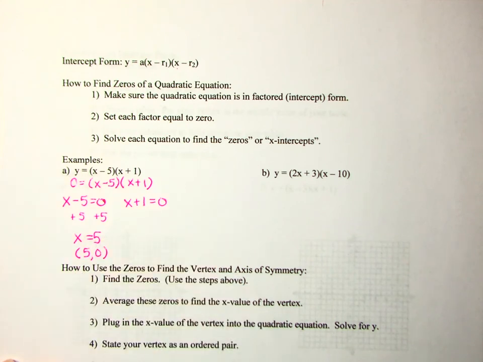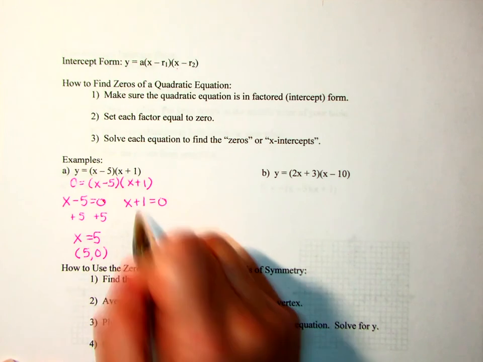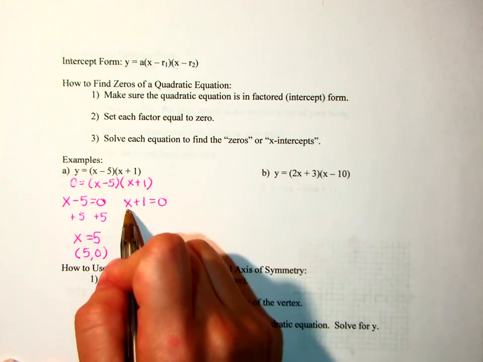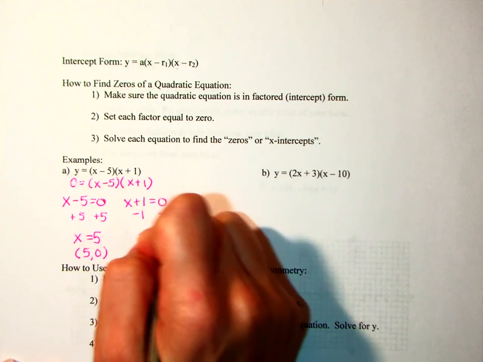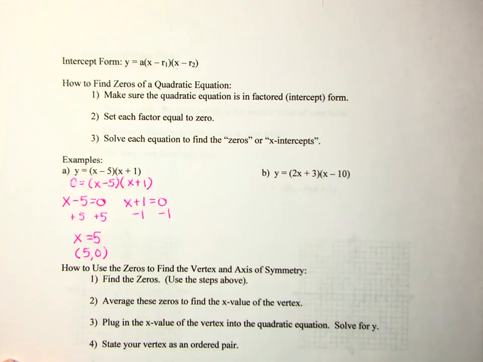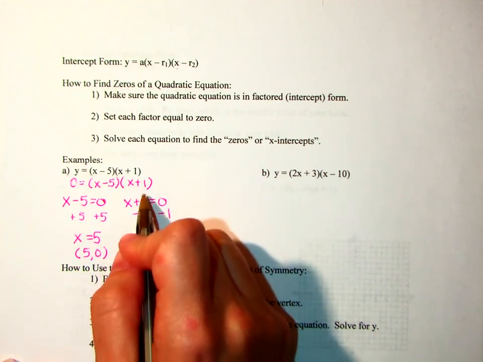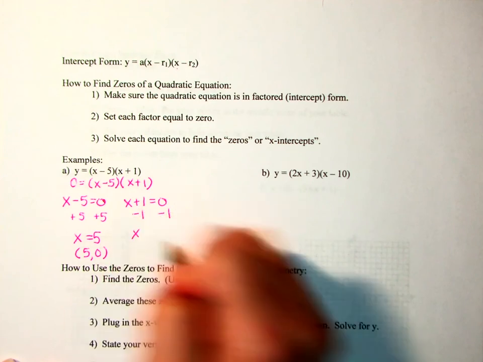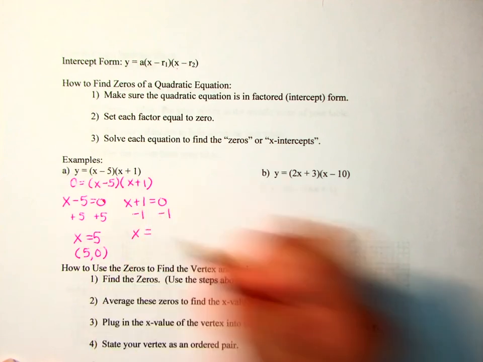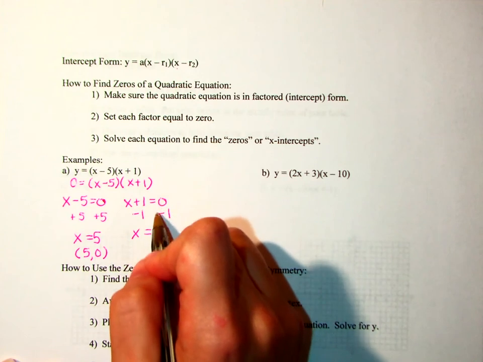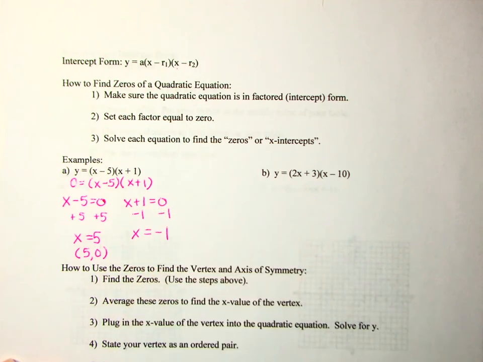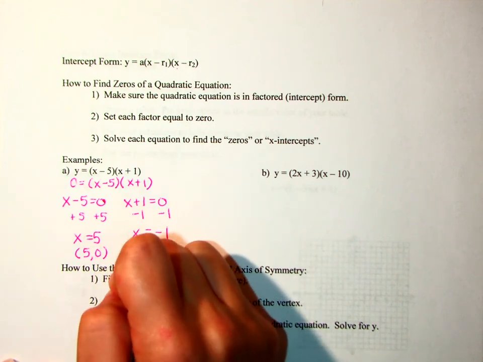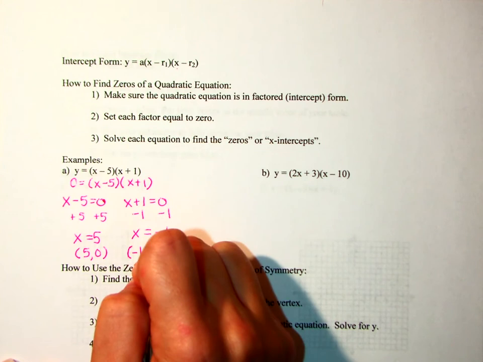Now we're going to do it again. We're going to solve this one. So what do we do to get x by itself? We subtract 1 from both sides. So the 1s here would cancel on this side, leaving me with just x equals 0 minus 1, which is negative 1. So the second 0 for this would be when x is negative 1, y is 0.